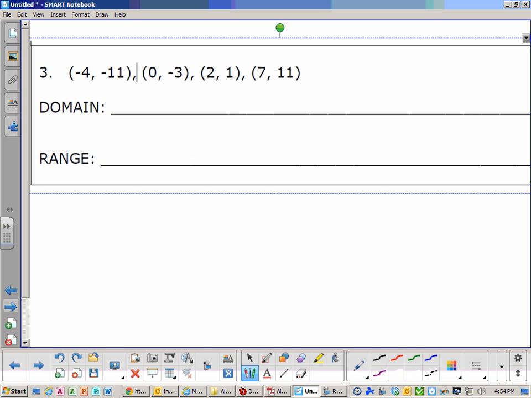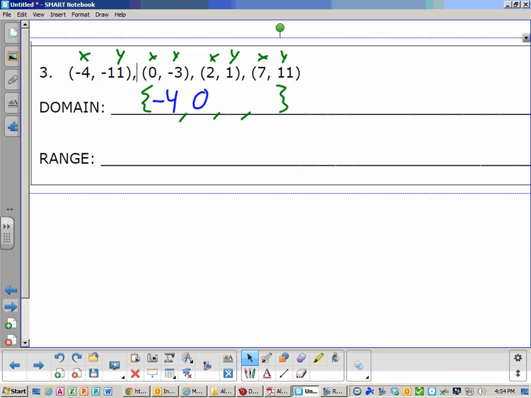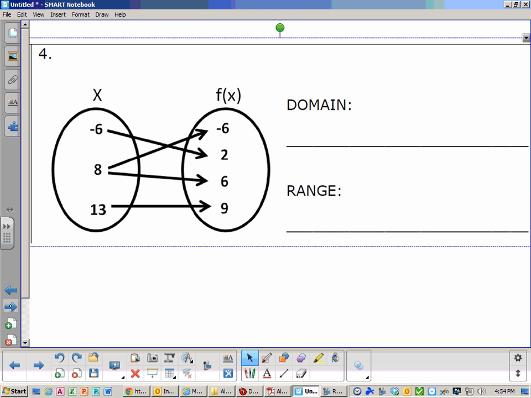I'll just give you a clue. That's an X, that's a Y, that's an X, that's a Y, that's an X, that's a Y, that's an X, that's a Y. What's your domain? Use your braces, comma, comma, comma. I think there's 4 of them. Yeah, there's 4 X's, and there's 4 ranges. All right, this is just way too easy. I'll give you the very first X, the first domain, -4. Heck, I'll even give you the second one. You could do the rest. That's just too easy. Moving on.